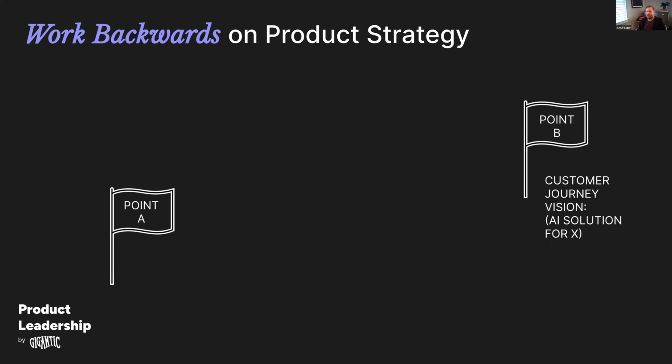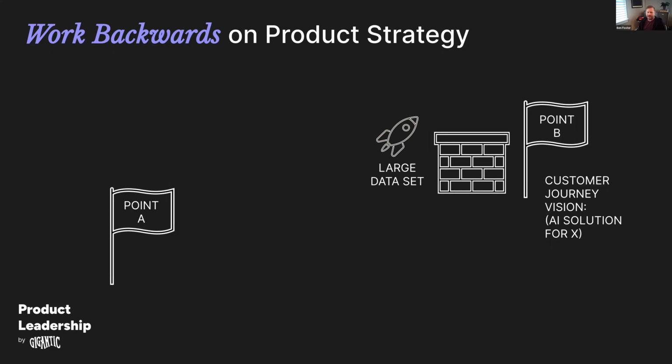There's this kind of customer journey vision that you have. Here's the journey that I want to support. Let's say it's for an AI solution for whatever market you happen to be in. Well, there's something that's getting in your way. There's a reason that not everybody has already created this out in the market, right? So how are you going to get around that?